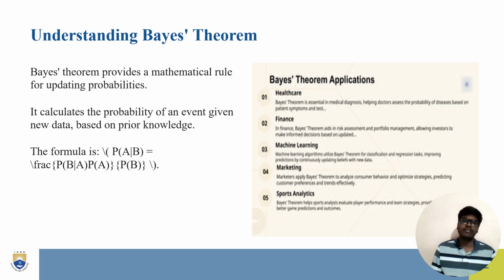This formula says the probability of A happening given B is equal to the probability of B happening given A, multiplied by the probability of A, all divided by the probability of B. Bayes' theorem applications are many, such as healthcare, finance, machine learning, marketing, and sports analysis.